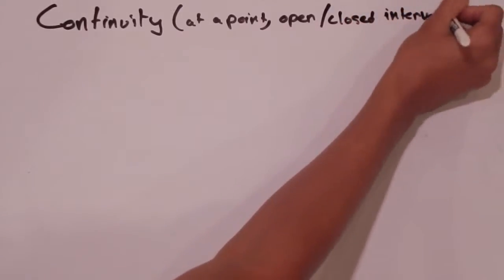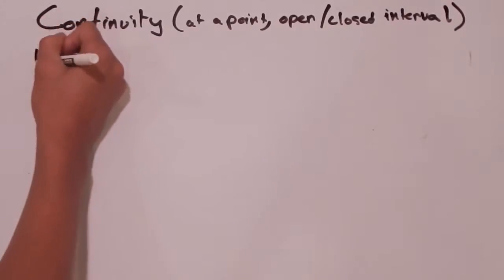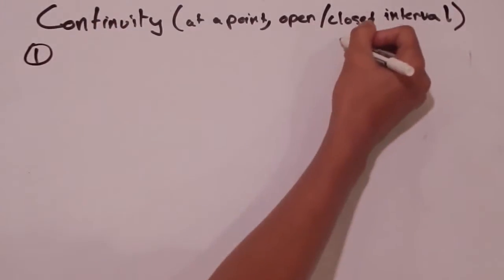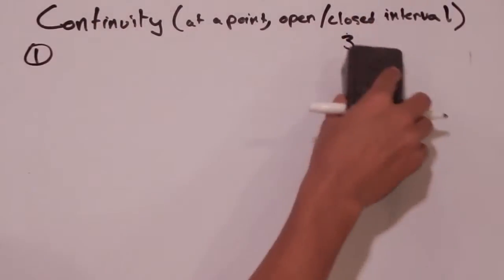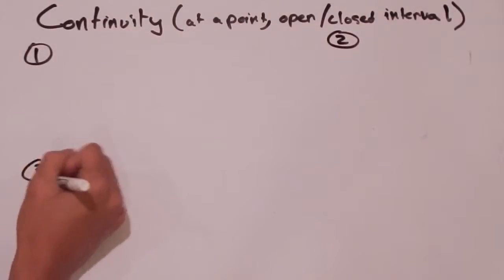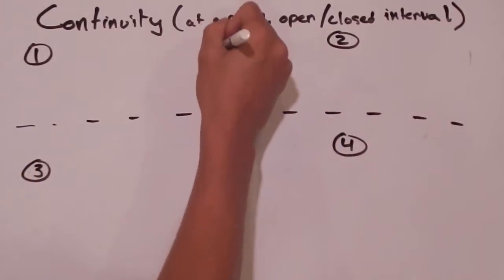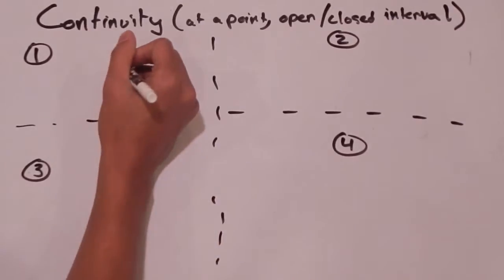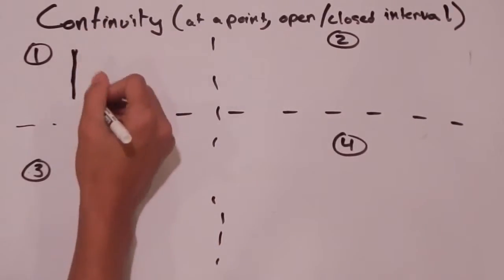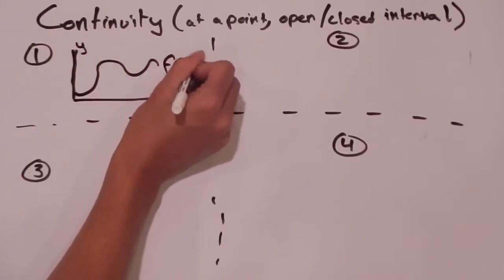So what is continuity? Well, continuity is the idea of a function being continuous or without interruption. So I'm going to draw 4 functions as examples. Let's do 2 here, let's do 3 and 4, and we're going to take a look and decide whether they are continuous. So the first function is just going to be in my first quadrant. I'm going to draw x, y, and some function f of x.